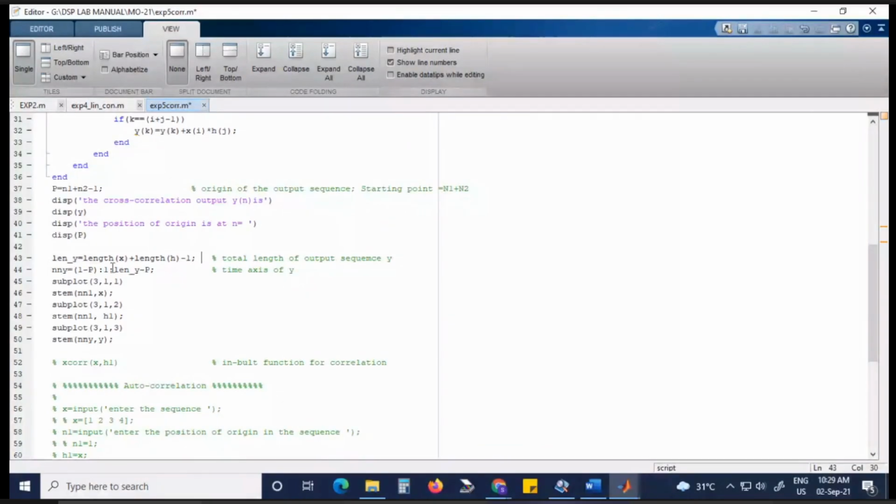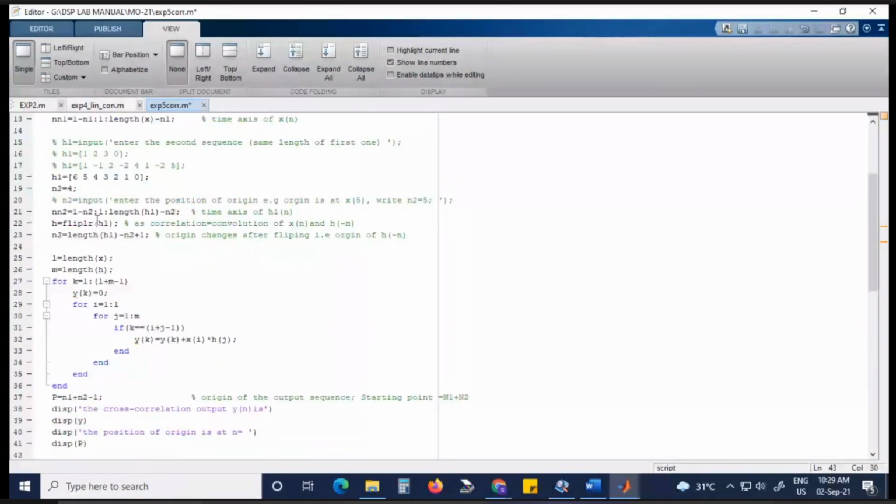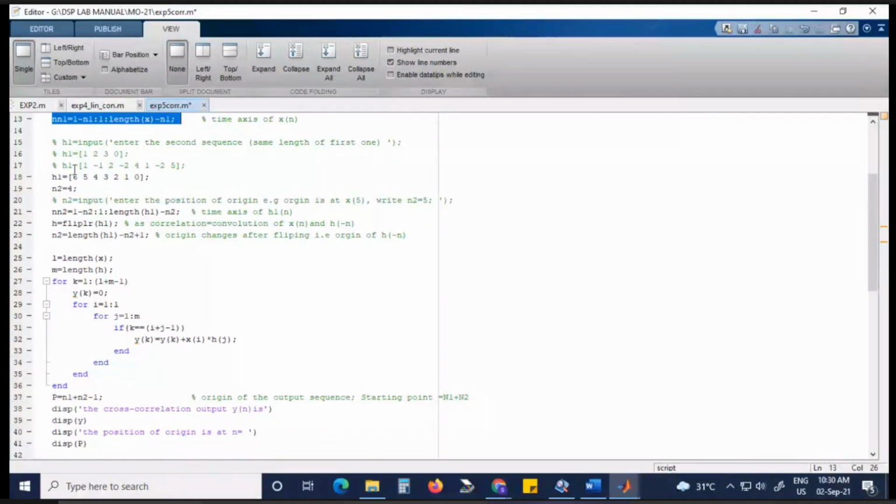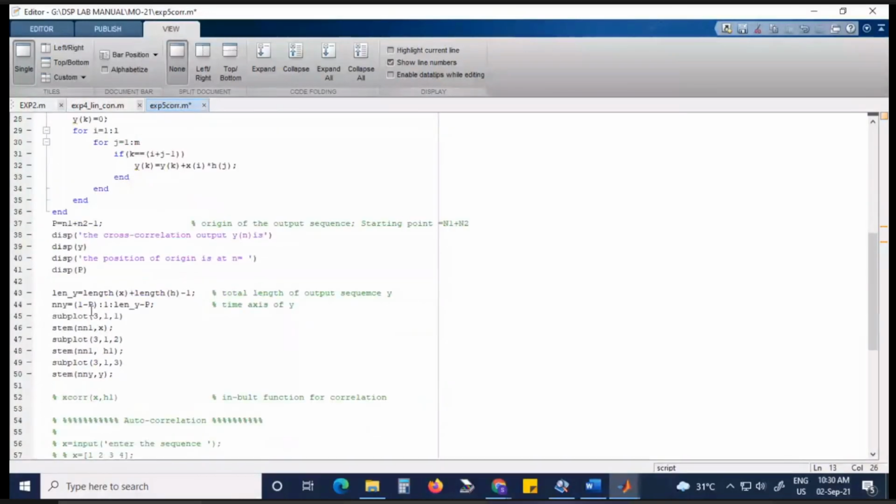Accordingly, just as we did for the time axis of the previous sequence, if you know the origin n1 of any sequence, the time axis should be 1 minus n1 to length of x minus n1. This is the method to implement the time axis, provided the position of the origin is known. Once you know the position of the origin of any sequence, you can define the time axis.